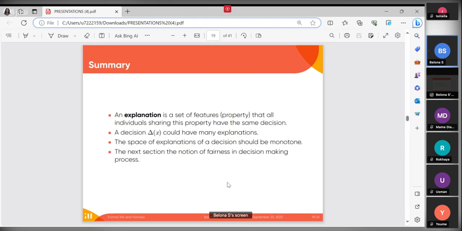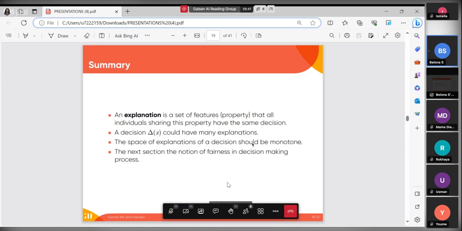I think I won't go far deep into the space, but monotonicity just helps us to know that there is the notion of minimal explanation. When I say the space should be monotone, you should just understand that we are looking for minimal explanations. Otherwise, we can have very long explanations and get confused.